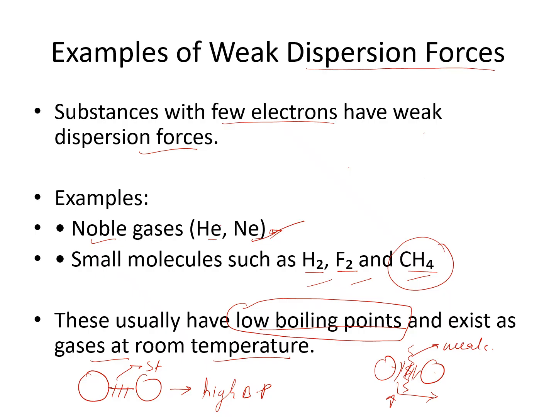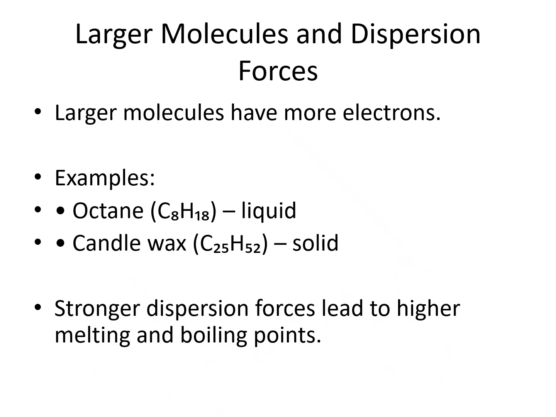Clear? So see, next slide, larger molecules and dispersion forces. That means larger molecules have more electrons, so your dispersion force is going to be increased. That's why we see that as we increase the molar mass of the molecule, the boiling point increases in that order. So stronger dispersion forces lead to a higher melting or boiling point, right?